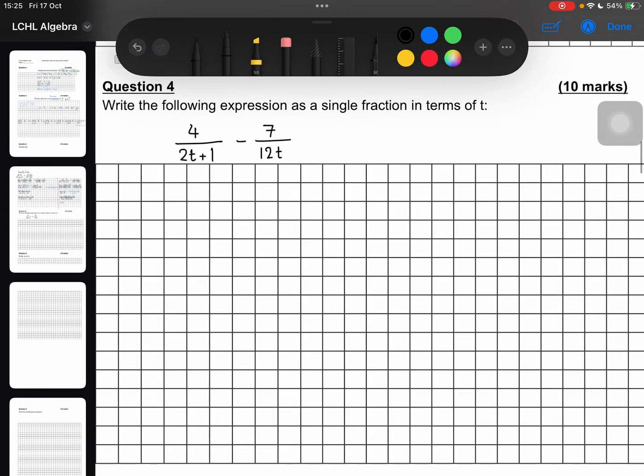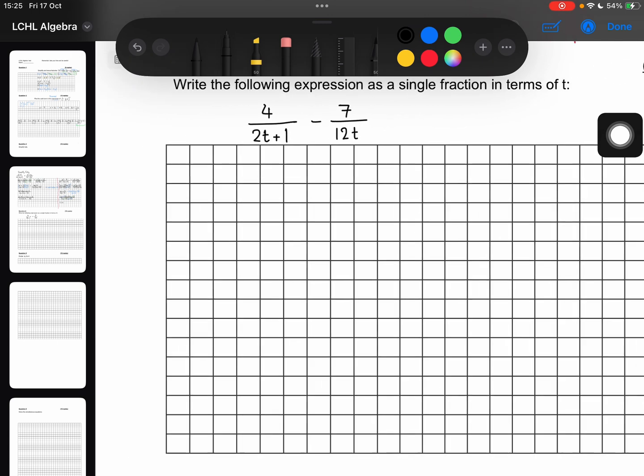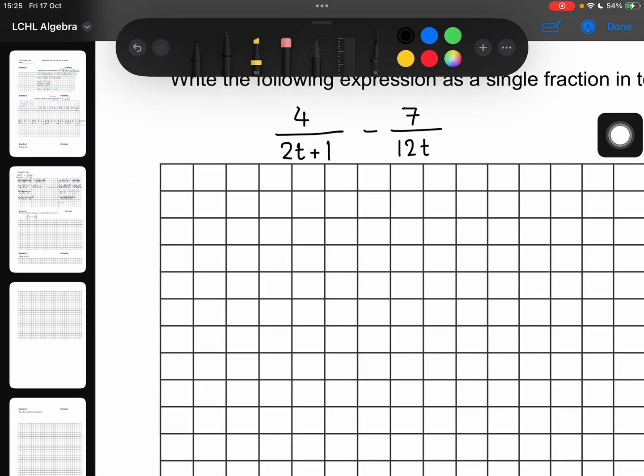Okay, so this question said, write the following expression as a single fraction in terms of t. So it just literally wants us to simplify this into one fraction, and t is going to be a variable in the answer. Okay, so that is fine.